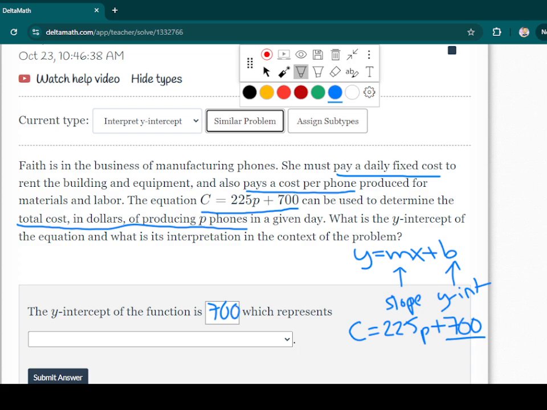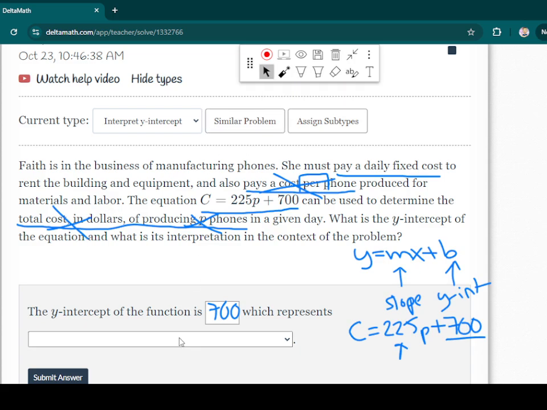But what does that mean in our context here? So we know that there's a daily fixed cost to rent the building and a cost per phone. Now remember, per is our keyword for the slope, which is why the 225 is attached to the variable p. That's our slope. So it can't be the cost per phone, because that's the slope. It also can't be the total cost in dollars, because that has to be the C equals part of things. And it's definitely not going to be P phones.